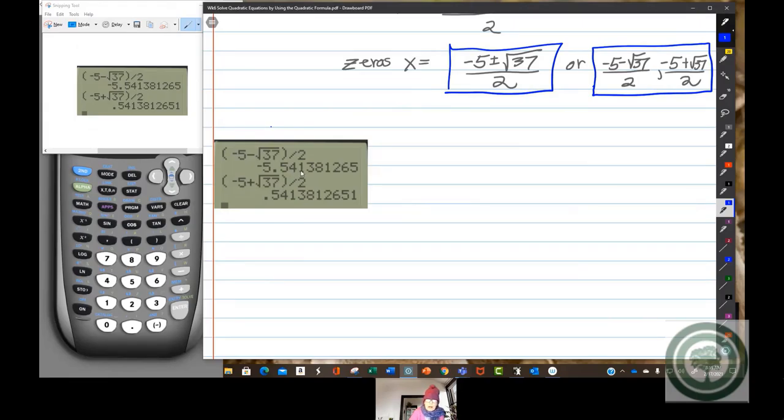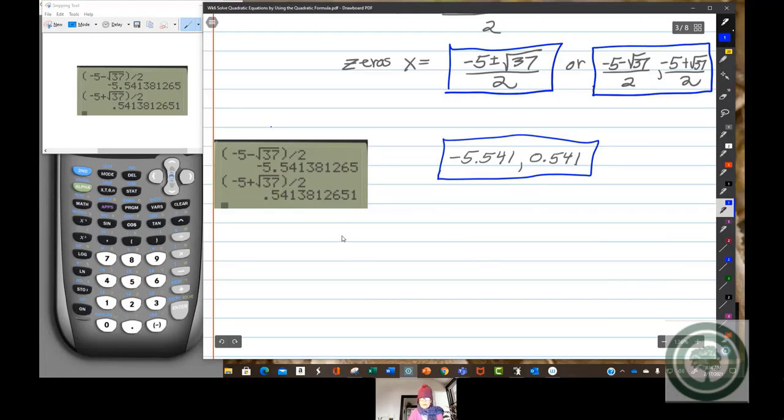Now, we're told to round to 3 decimal places. So in this first answer, my first, second, third decimal place are 5, 4, 1, followed by a 3, which is not large enough to make the 1 round up to a 2. So my first answer is going to be negative 5.541, comma, and then my second answer is going to be 0.541 followed by a 3, and the 3 is not large enough to make the 1 round up to a 2. You don't really have to put the 0 there, but you do need the point and you do need the 5, 4, 1. So those are my approximate answers.